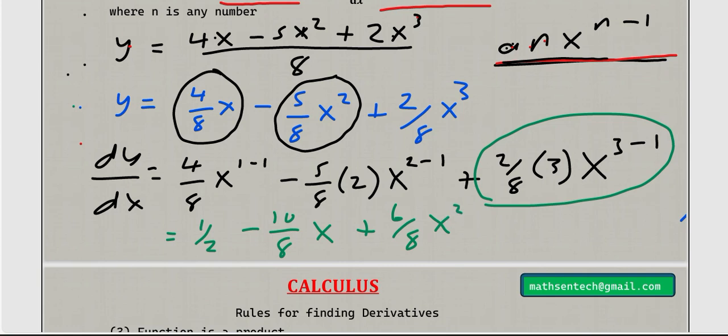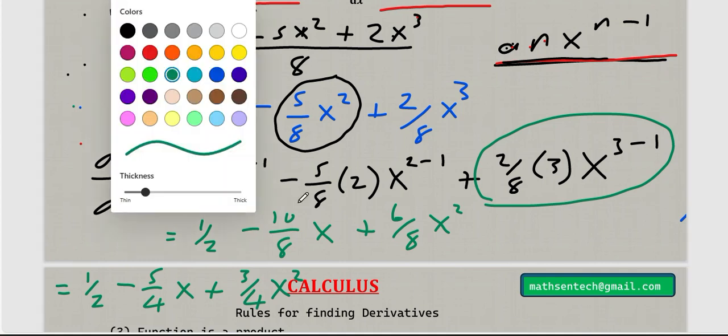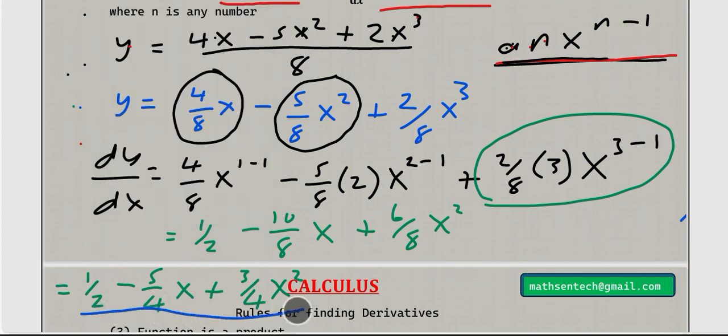Okay, so you can now of course simplify further. So you'll have now a half, then 10 over 8, which is 5 over 4, x, then 6 over 8, when you simplify that will be 3 over 4, then x squared. So now this is our dy by dx. This is our dy by dx, as you can see there, right? So that's our dy by dx.